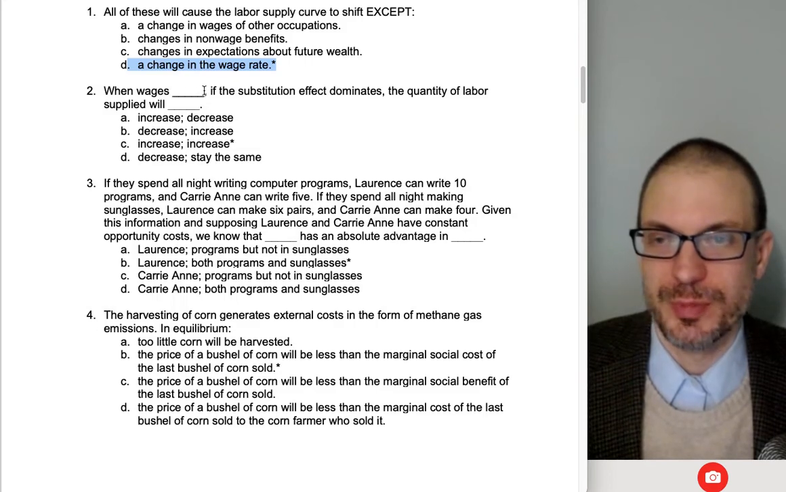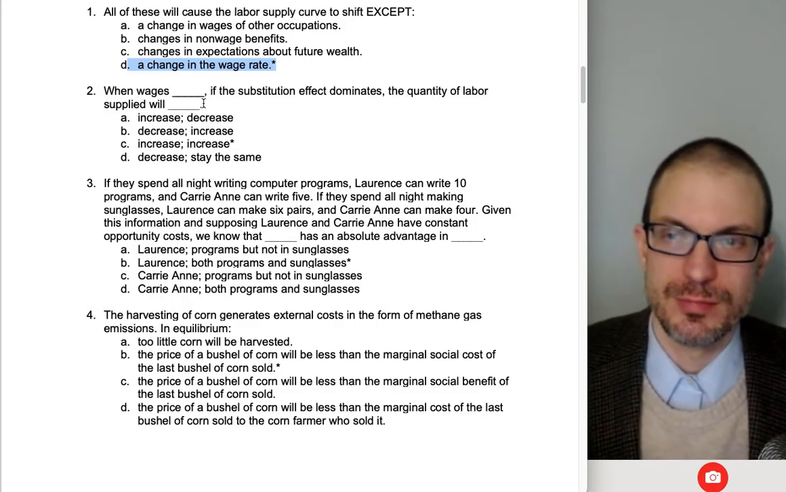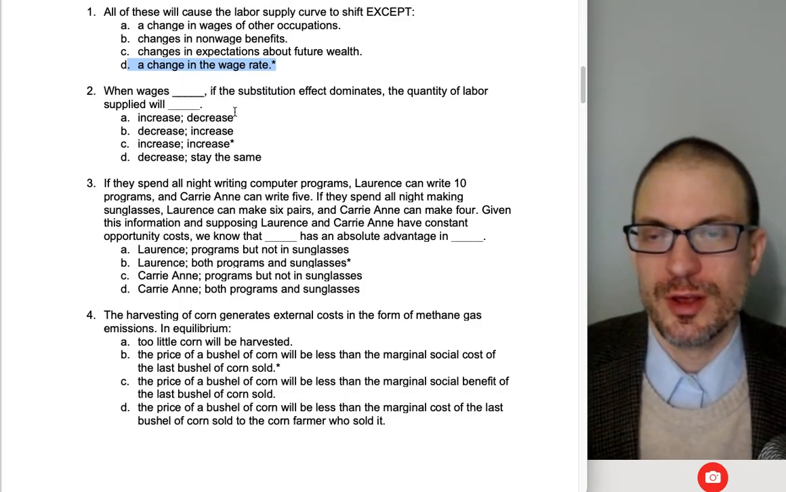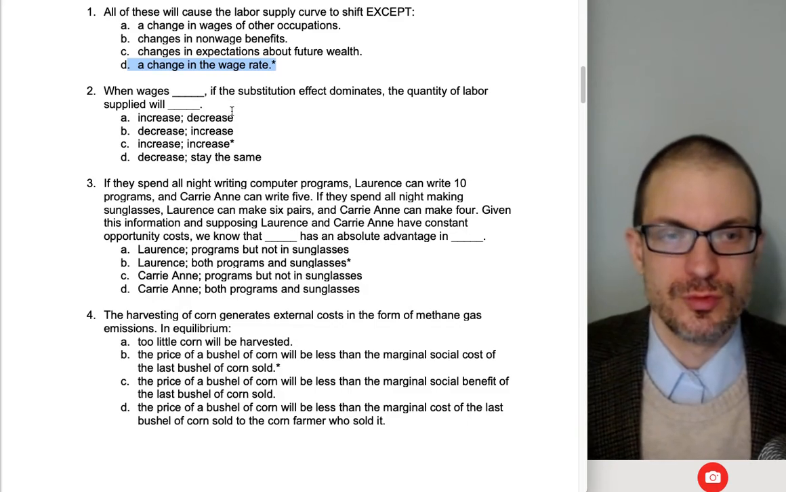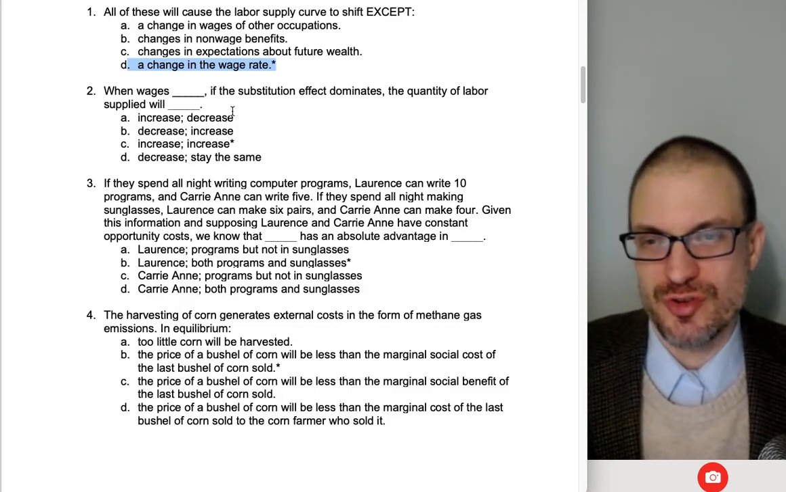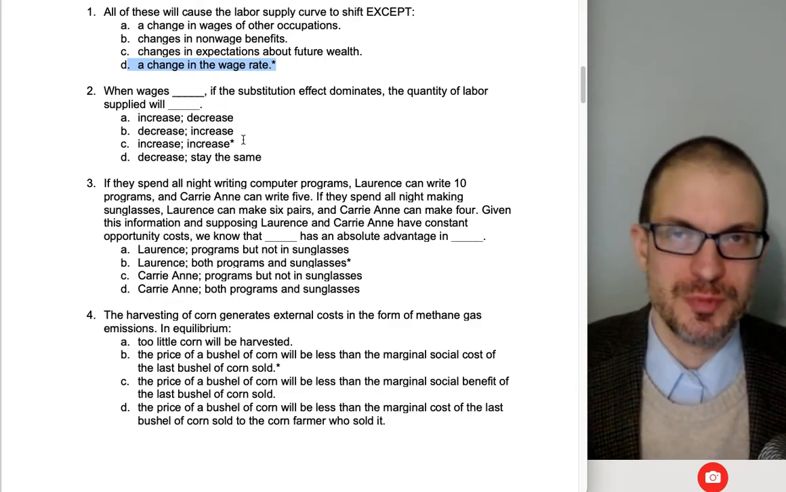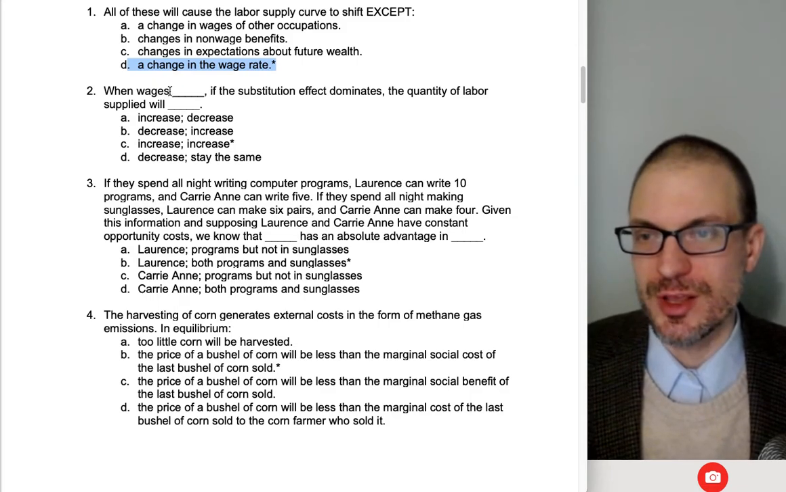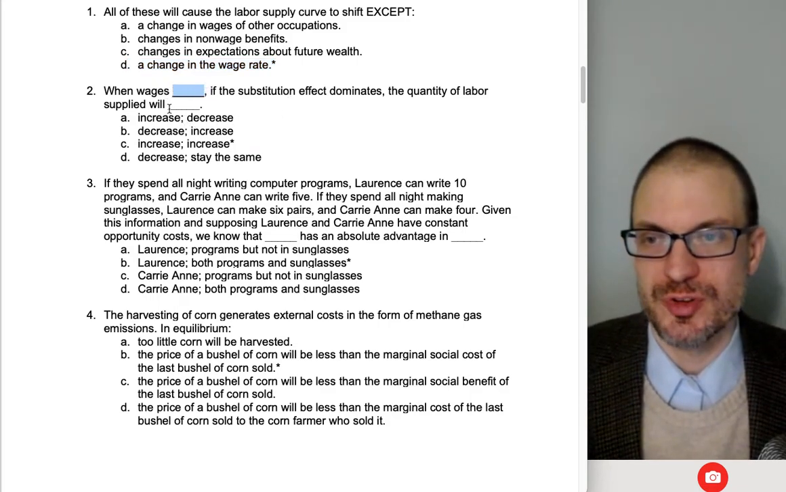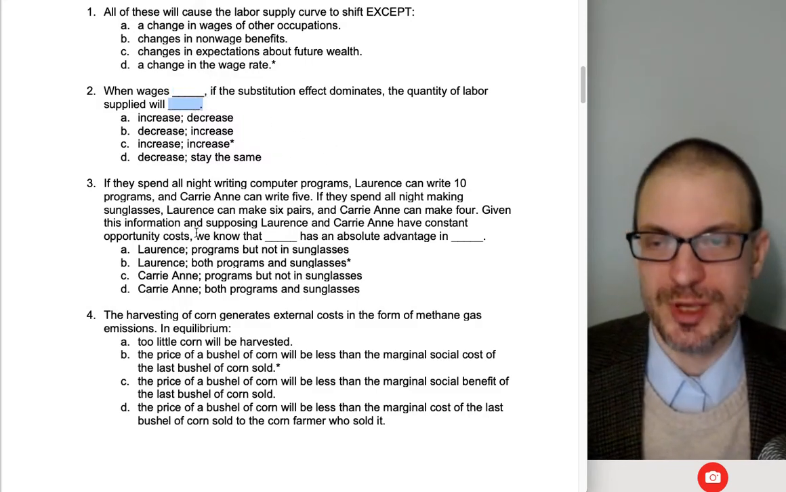When wages increase, if the substitution effect dominates, the quantity of labor supplied will blank. Well, the substitution effect is where as wages rise, your leisure time becomes relatively less attractive and working becomes relatively more attractive, so you'll spend more time working. So when wages increase, if the substitution effect dominates, the quantity of labor supplied will increase. This is our standard upward sloping labor supply.